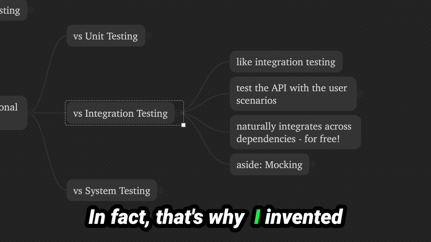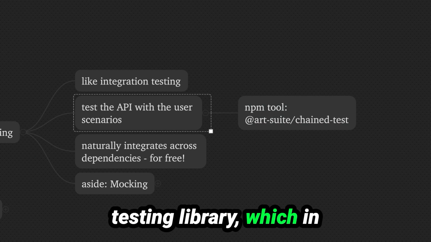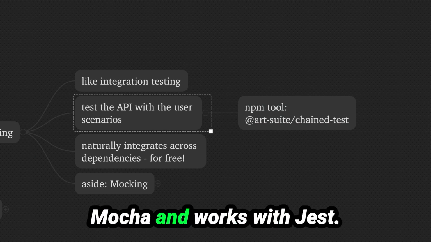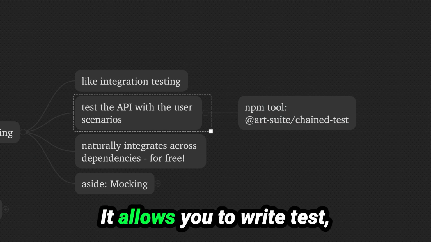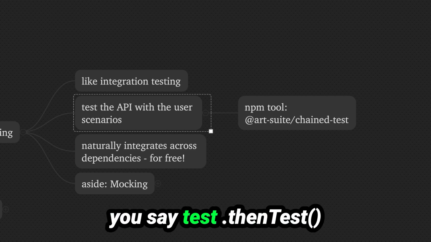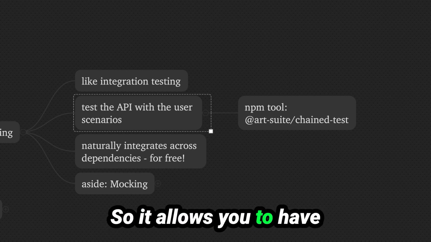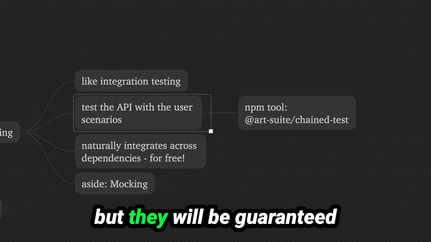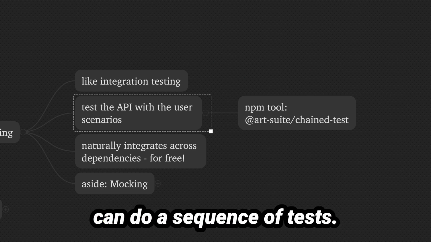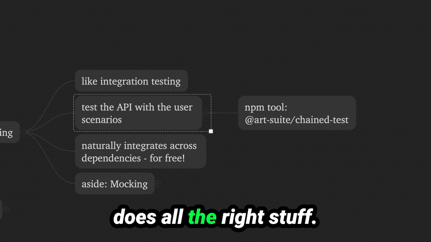In fact, that's why I invented the Art chained test testing library, which in JavaScript works with Mocha and works with Jest. It allows you to write test, test, test, test, test, but instead of test, test, test, test, test, you say test, dot, then test, dot, then test, dot, then test. So it allows you to have separate little bits of tests, but they will be guaranteed to run sequentially. So you can do a sequence of tests. You can skip tests and other things, and it does all the right stuff.